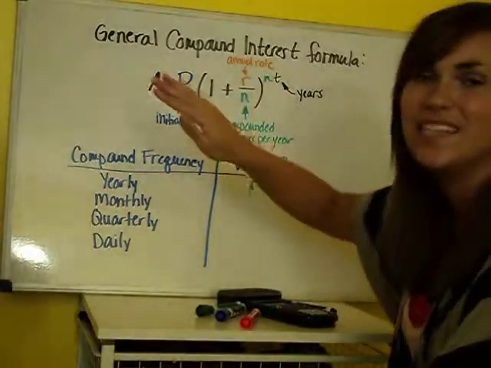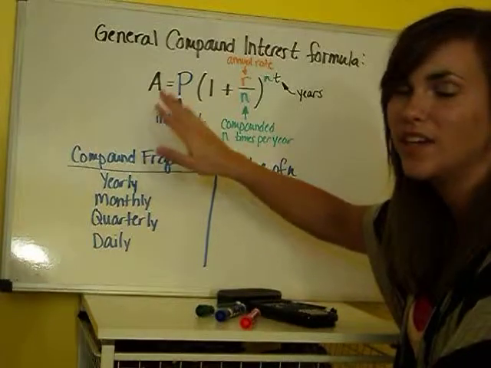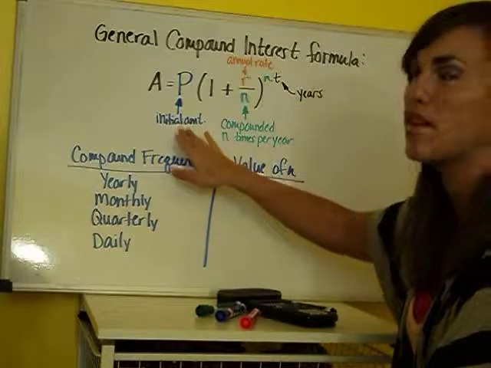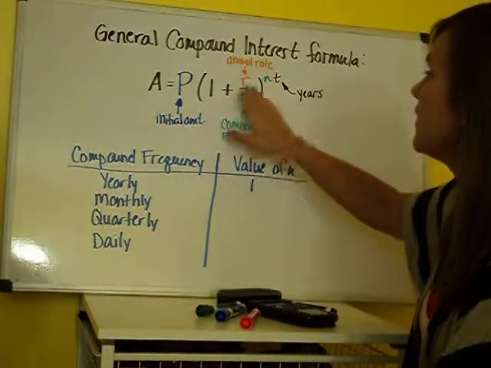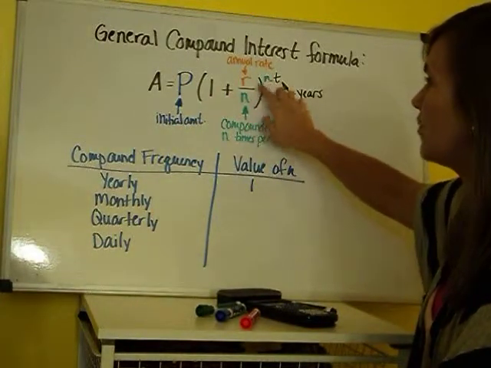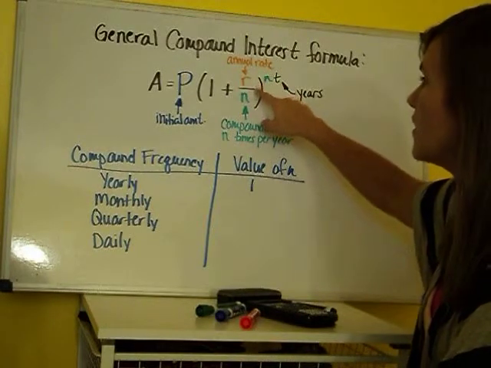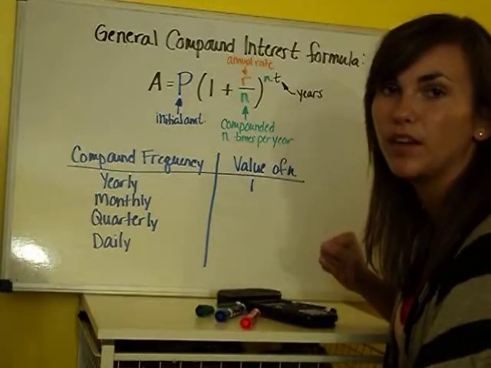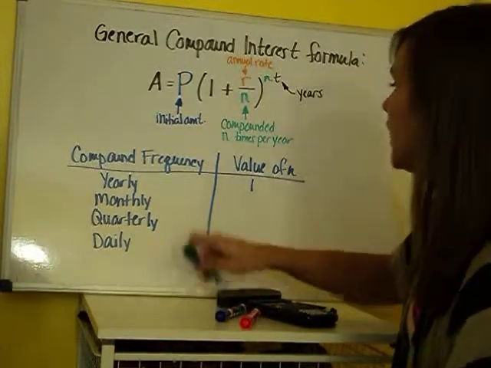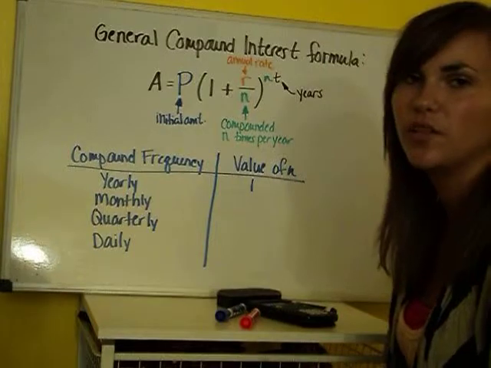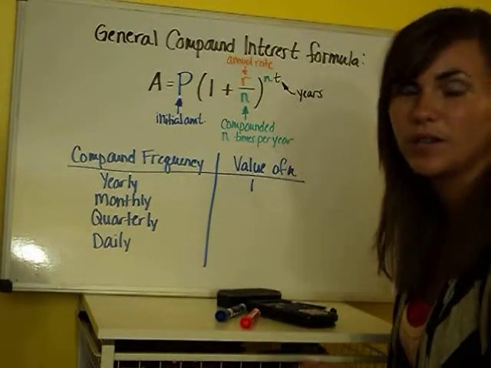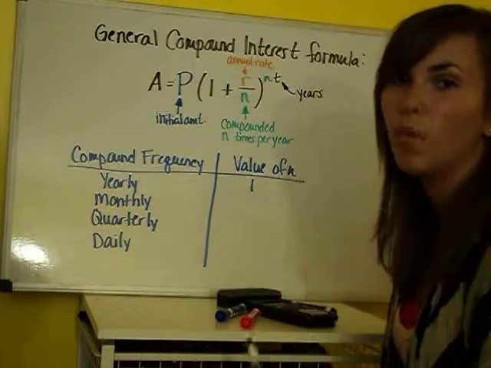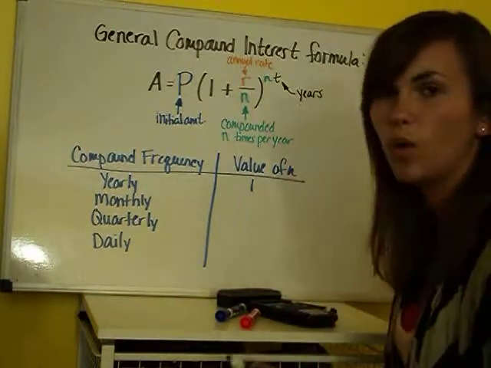P is the same thing as our A from the last formula, it's just a different letter representing it. So we have P, that's our initial amount, same thing. Then we have 1 plus, here the difference is this N factor. We have our annual rate still, but it's divided by the number of times that we're going to compound it per year. So if you're compounding yearly, that value is 1, which is why in our last formula it was compounding yearly. We didn't need that N, because R divided by 1 is R, and T times 1 is T.